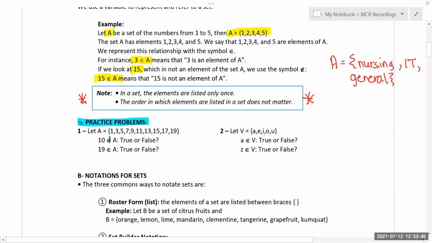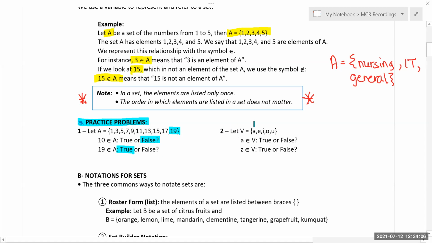Okay, so when I'm looking through for 10, I do not see 10 in this set. It looks like it's just odd numbers. So I would say false. When I'm looking for 19, 19 is right there. So I would say true. And again, that symbol means is an element of. The set A contains it.